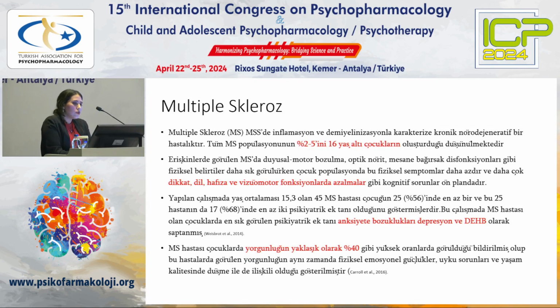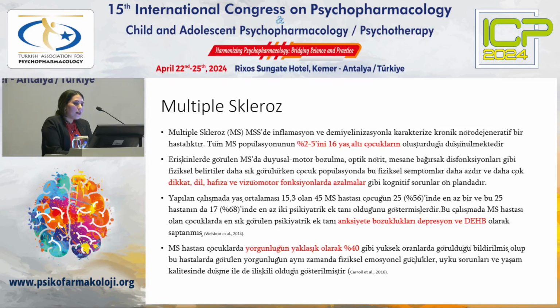Multiple sclerosis is a neurodegenerative illness. Children under 16 years of age are thought to make up 2 to 5% of the total MS population. In adults, physical symptoms such as sensory motor impairment, optic nerve, bladder, and bowel dysfunction are more common, whereas in the pediatric population these physical symptoms are less common, and cognitive problems such as decreased attention, language, memory, and visual motor function are more prominent.